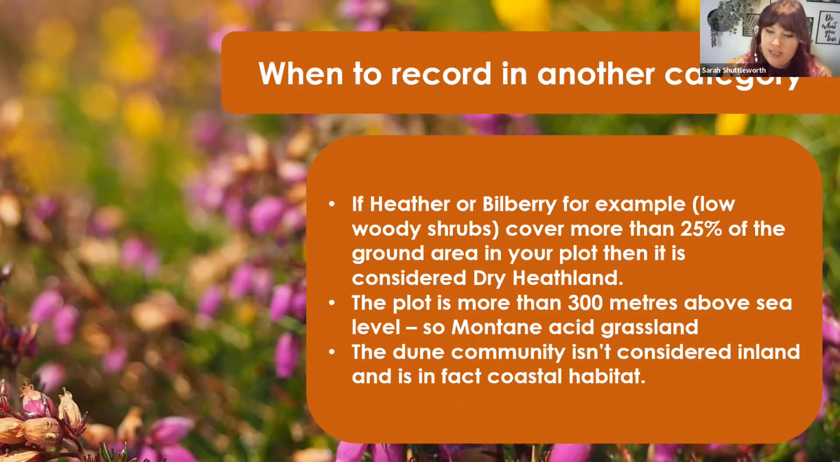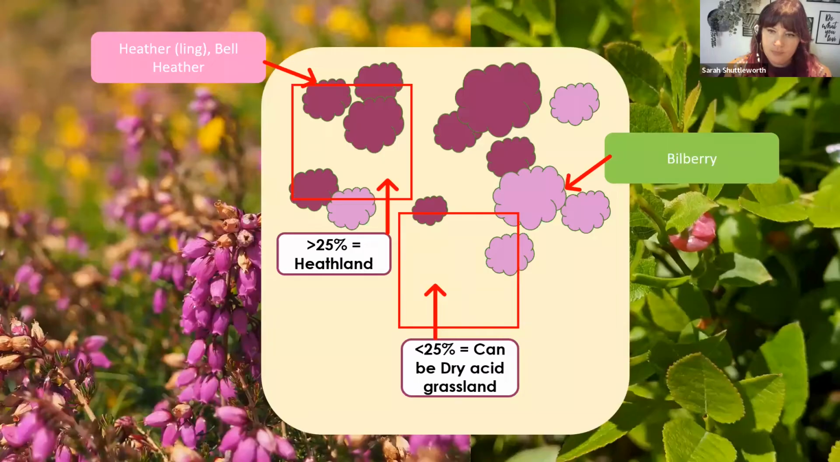And if the dune community isn't an inland dune, it may actually be coastal habitat. So it's just worth double checking how close you are to the coast and what kind of plant communities you have. Just to illustrate that 25% element: if it's over 25% of bilberry and heather, then you're wanting to record at the heathland category. Whereas if it's less, then it can be dry acid grassland.